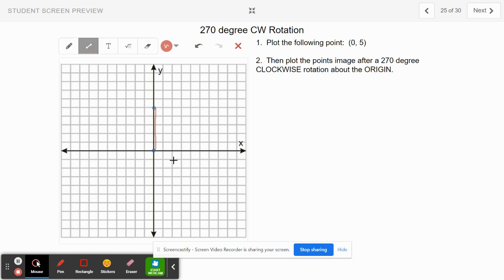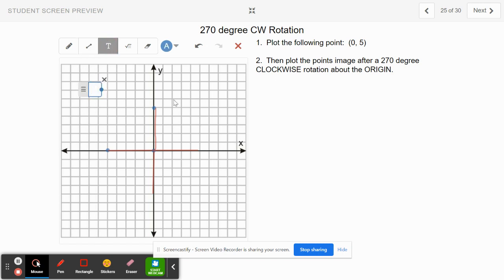Okay, so now 90 clockwise would be there. 180, like we just practiced, is right there. So then 270 would be right there. Still 5 units long. So let's draw in our dot here. Boom.